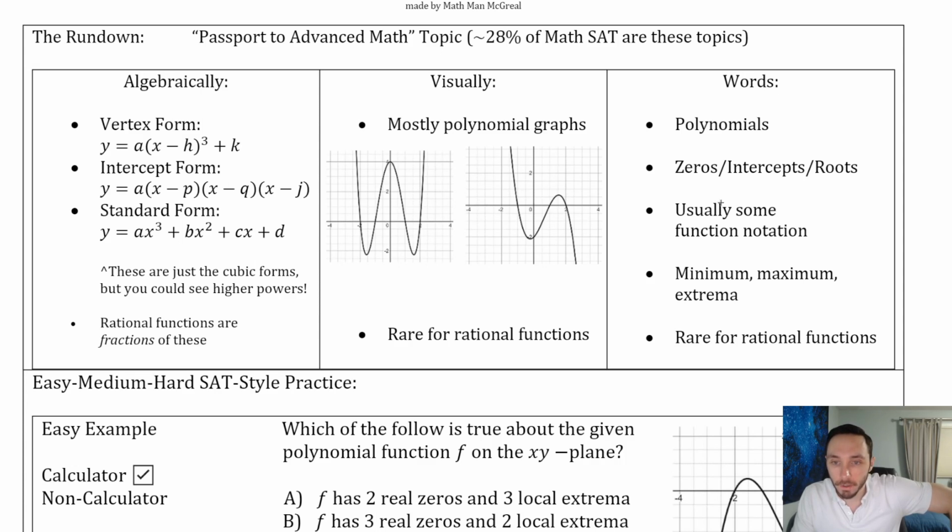And then here are some words you need to know. Most important ones are zeros, real zeros. I see that pretty often. Those are x-intercepts.